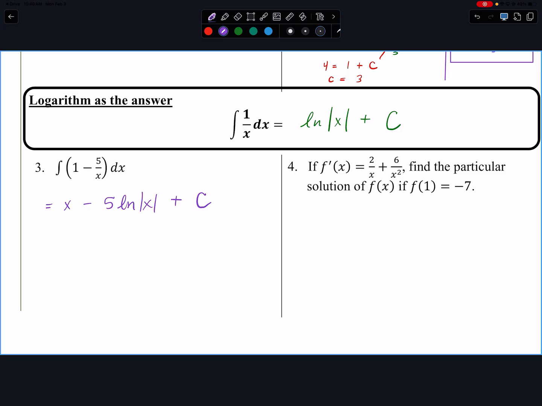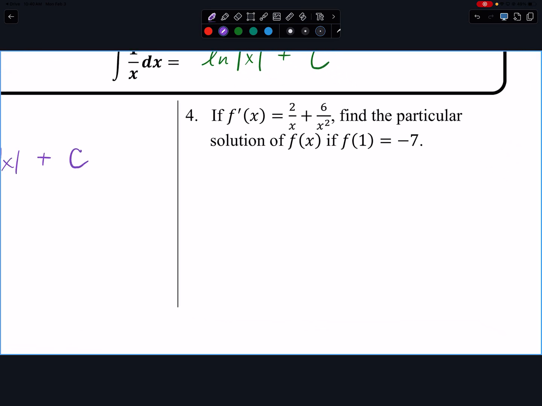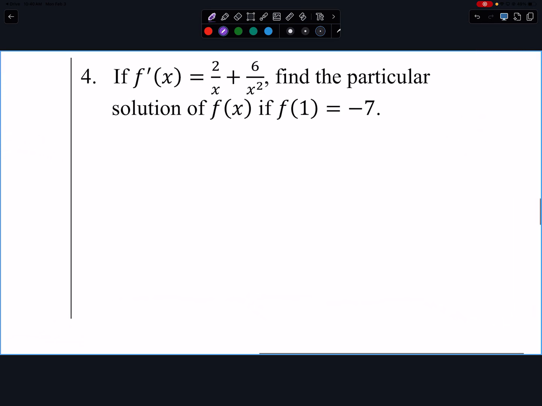Okay, now same idea. If f prime of x is equal to 2 over x plus 6 over x squared, find the particular solution of f of x if f of 1 is equal to negative 7. So let's integrate it. We know what this is, hopefully, right? When I integrate it. But I'm going to rewrite this one just to make my life easier. So plus 6x to what power? Negative 2.